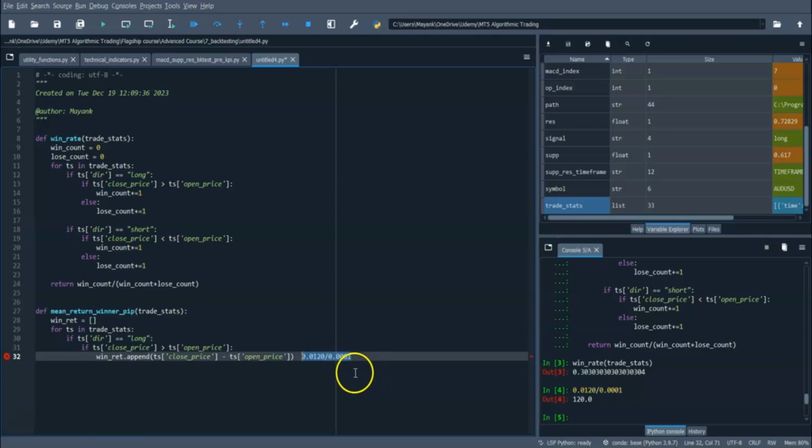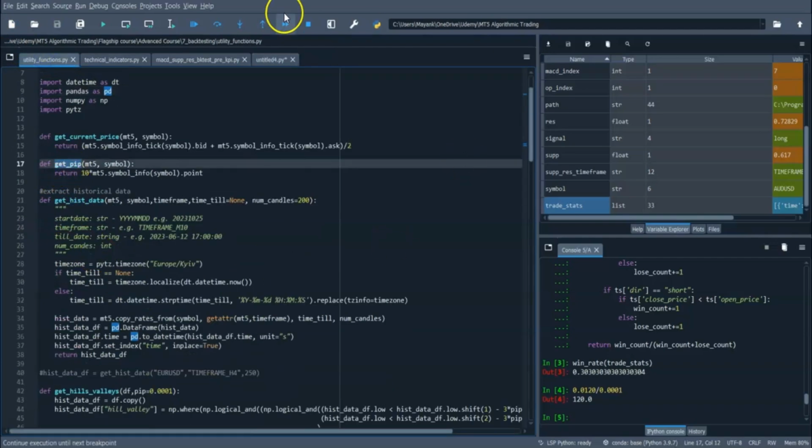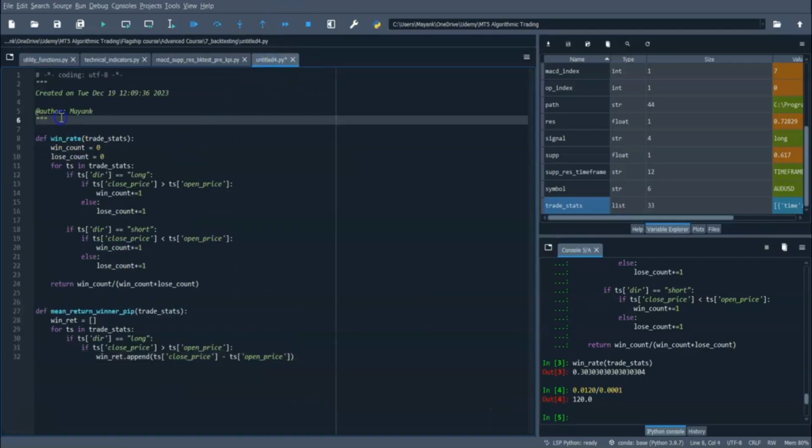We want to get the return values in pips. So what we'll have to do is that we'll have to divide this expression by the pip for this particular symbol that we are backtesting. So in that case, we'll have to call the getPip function that we have already defined in the utility functions. So why don't I import this function?